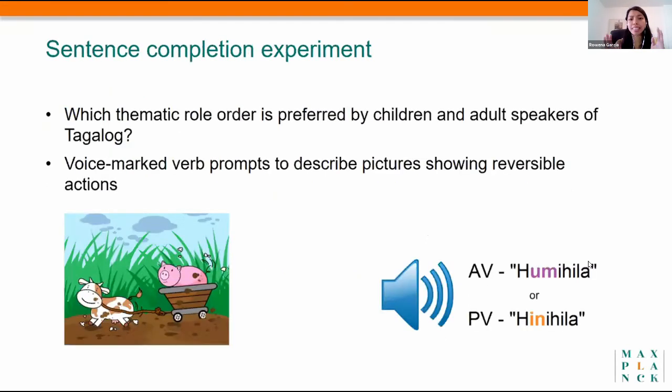So we had a sentence completion experiment. Children saw a picture like this, and then they heard a voice marked verb prompt, either agent voice pull or patient voice pull, and they were supposed to use this verb prompt to describe this sentence, so to complete that sentence. So we were just checking whether they will say the cow, a pig.